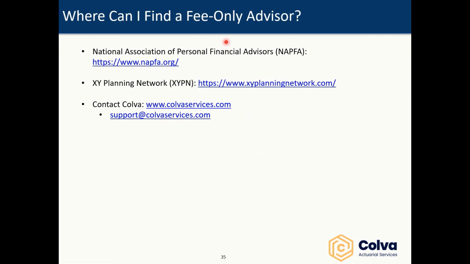So where can I find a fee-only advisor? Here are some sites where you can look to find fee-only advisors, if that's what you're interested in doing. NAPFA, XY Planning Network. You can look here. You can also contact us if you're interested in working with fee-only advisors that we work with, trust, and recommend. You can drop us an email.